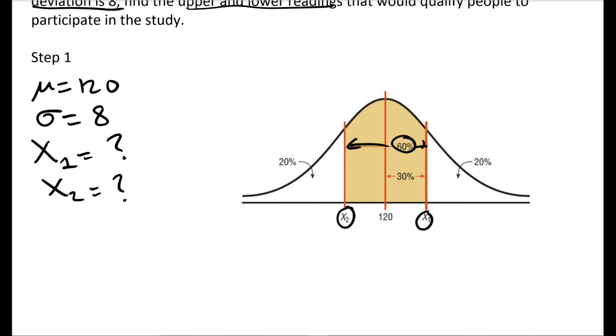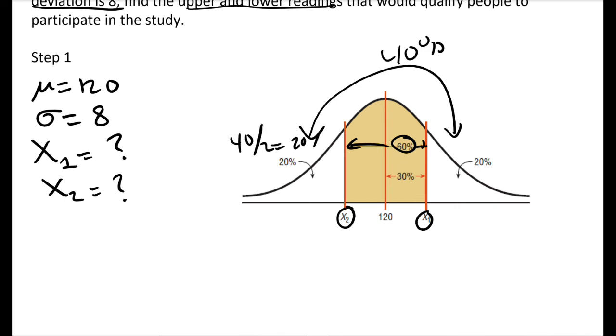Now, since we know that this middle part is 60%, and this curve is symmetric, this means that both of these sides had to add up to 40%. 40% plus 60% is 100%, which means that if we take 40% divided by 2, that's going to give us 20%. So therefore, we have 20% on each side.